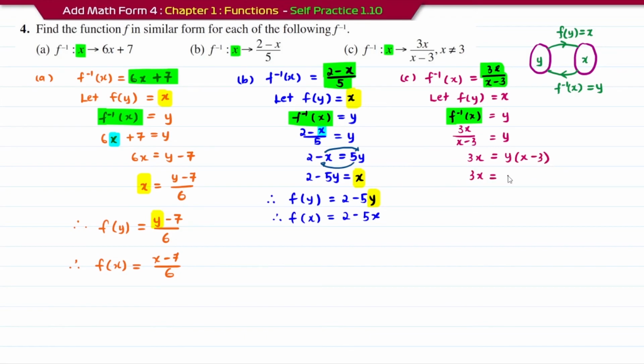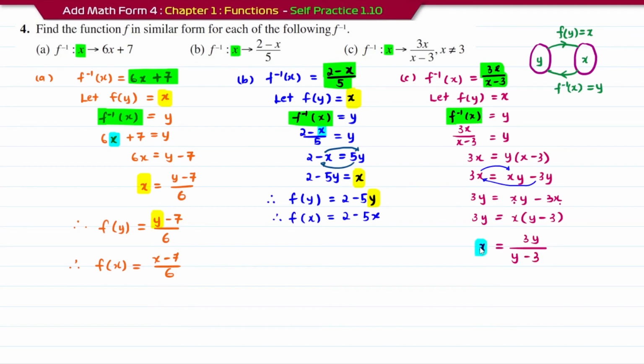So expand it, you're going to have xy minus 3y. So in this case, later on, I'm going to move this x to one side and this negative 3y to the other side. Next, you're going to have 3y equal to xy minus 3x. For your right hand side, we can do the factorization because x is the common factor here. So x equal x bracket y minus 3. So x is equal to 3y over y minus 3.